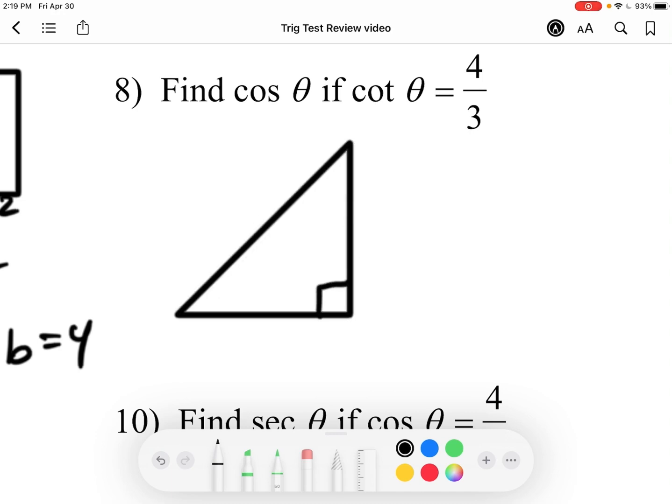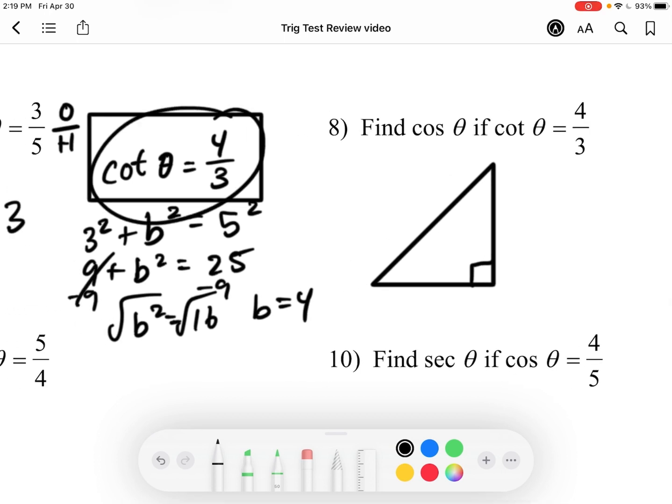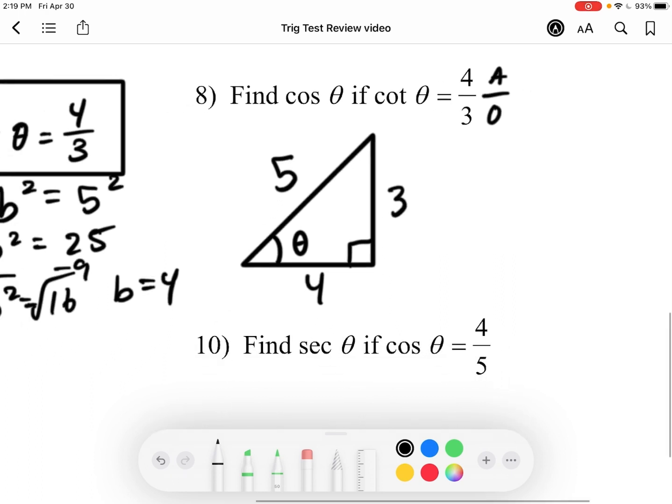So here's our triangle, and cotangent is 4 over 3. Well, if you look at our previous answer, it's the same triangle, because we have cotangent is 4 over 3. It was the same over here, so that means it has to be the same triangle. So we'll do the same angle right here, theta. So cotangent is adjacent over opposite. So the adjacent side is going to be 4. The opposite side is 3. And our hypotenuse is 5.